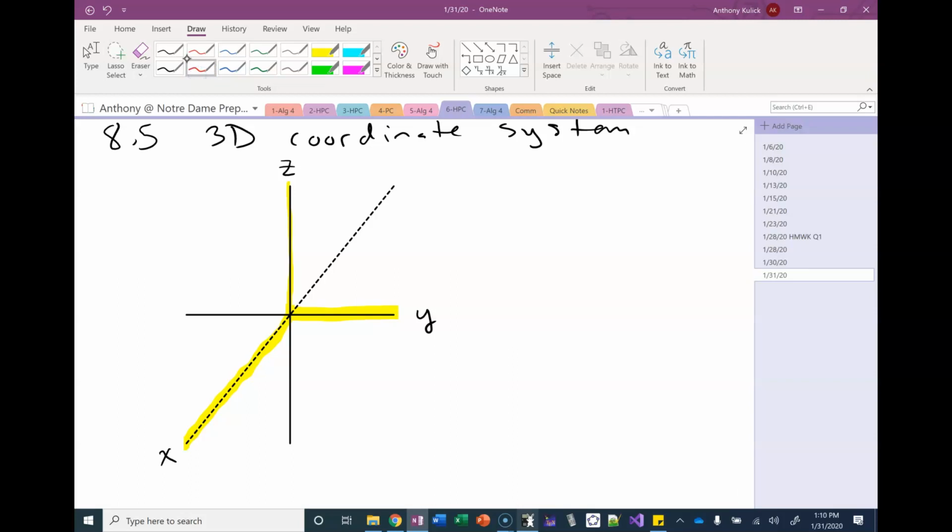So if I'm describing a point in 3 dimensions, how many components am I going to need to describe that point? 3. So I'm going to need to describe my point as an ordered triple. It's going to have an x component, a y component, and a z component. We're always going to list those components in that order. It's alphabetical order. So let's say that we wanted to graph the point 2, -3, 4.